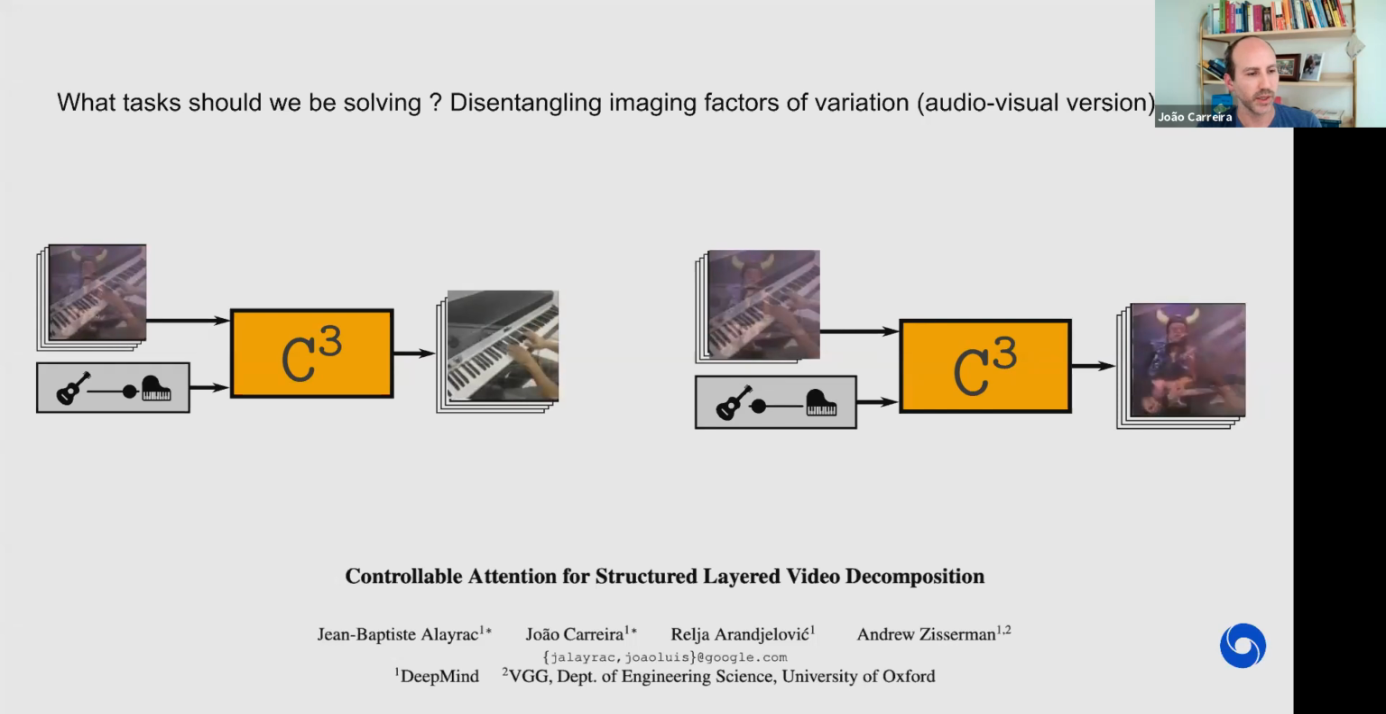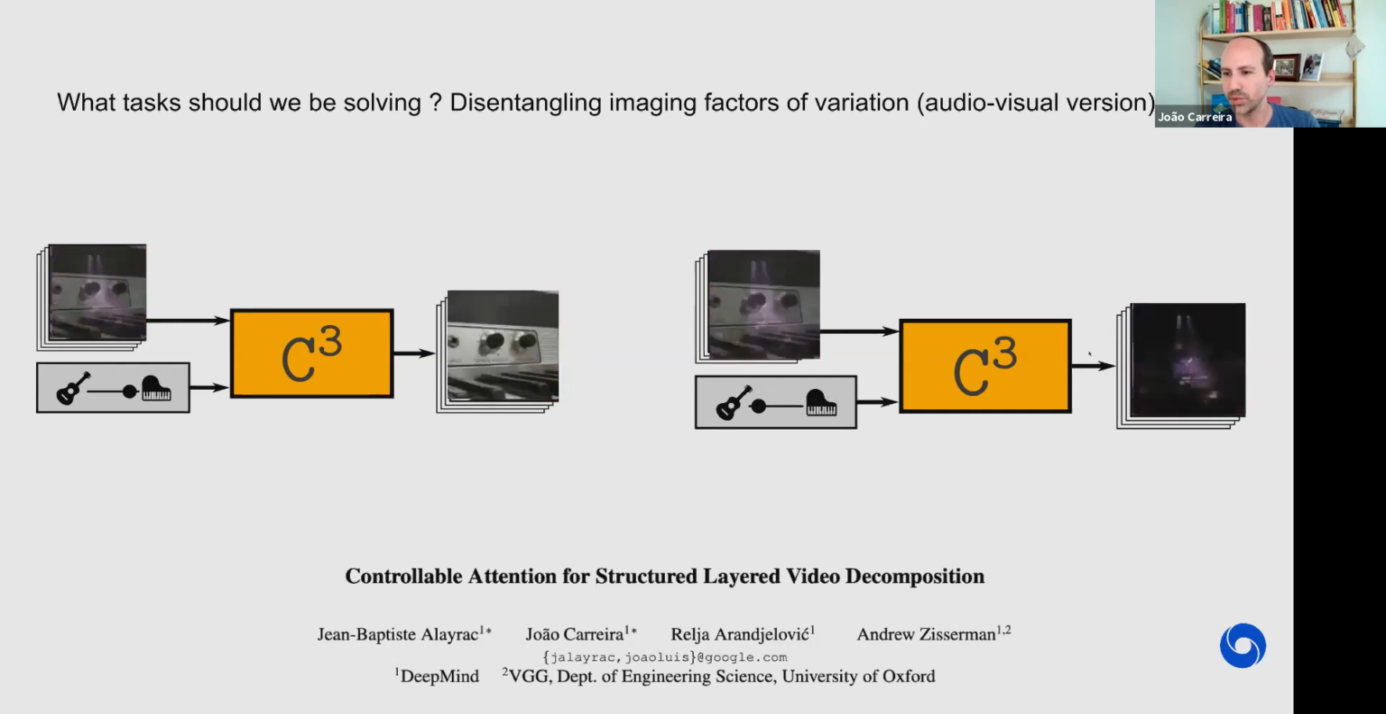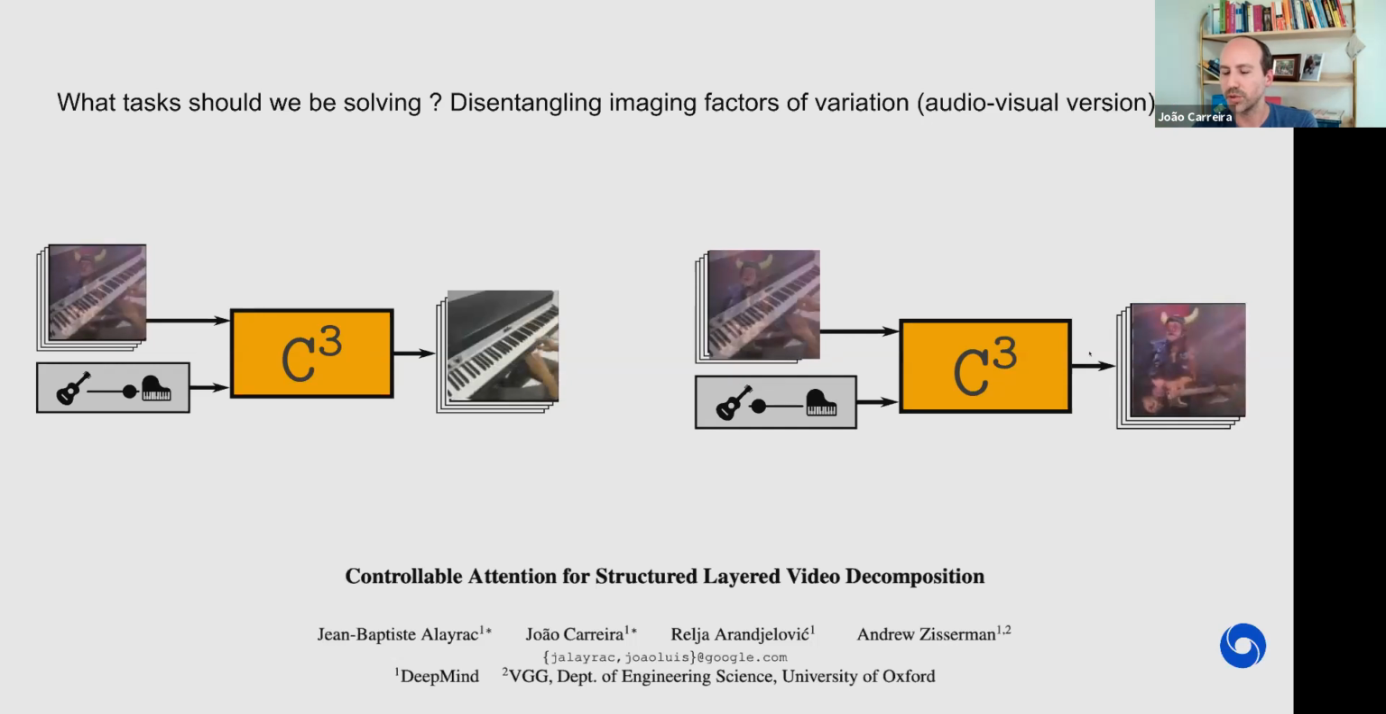So let's say that on the left, we have this blended video. And let's say that there's a piano sound that the model is receiving. And then the goal is for the model to produce just a video of the piano. And on the right, the same, but now the sound would be the person singing. So the model should be able to control its attention and return the layer having the person singing.